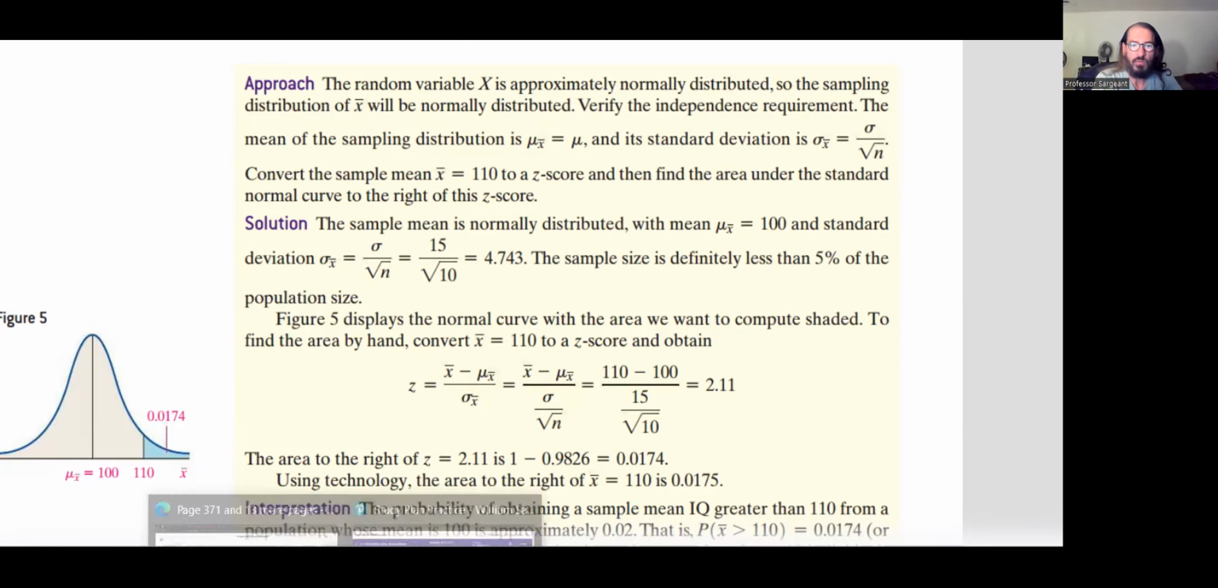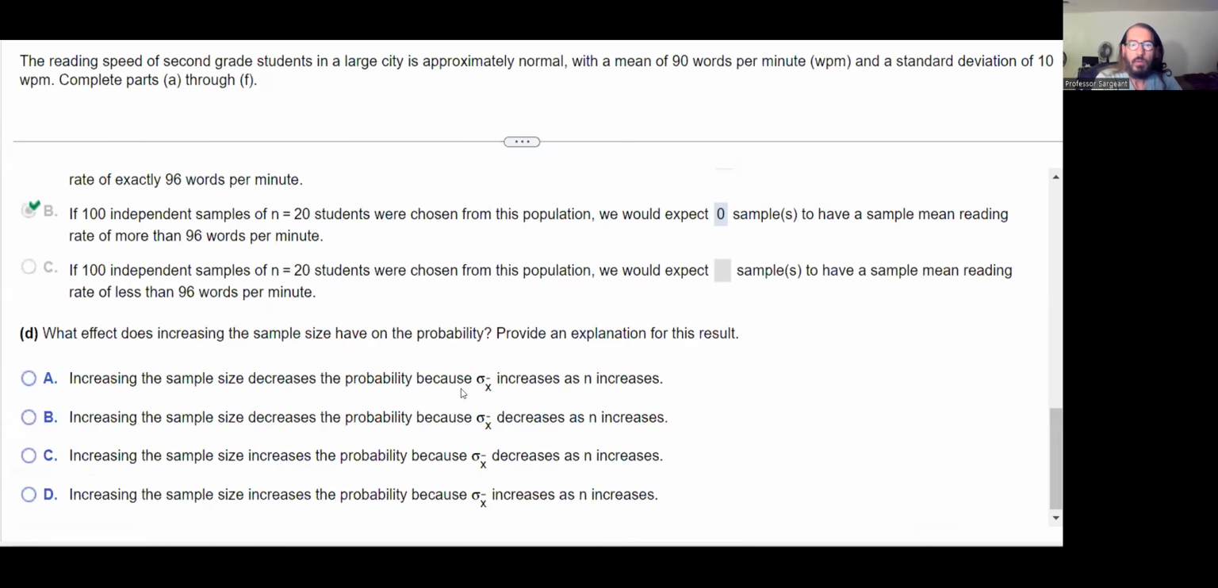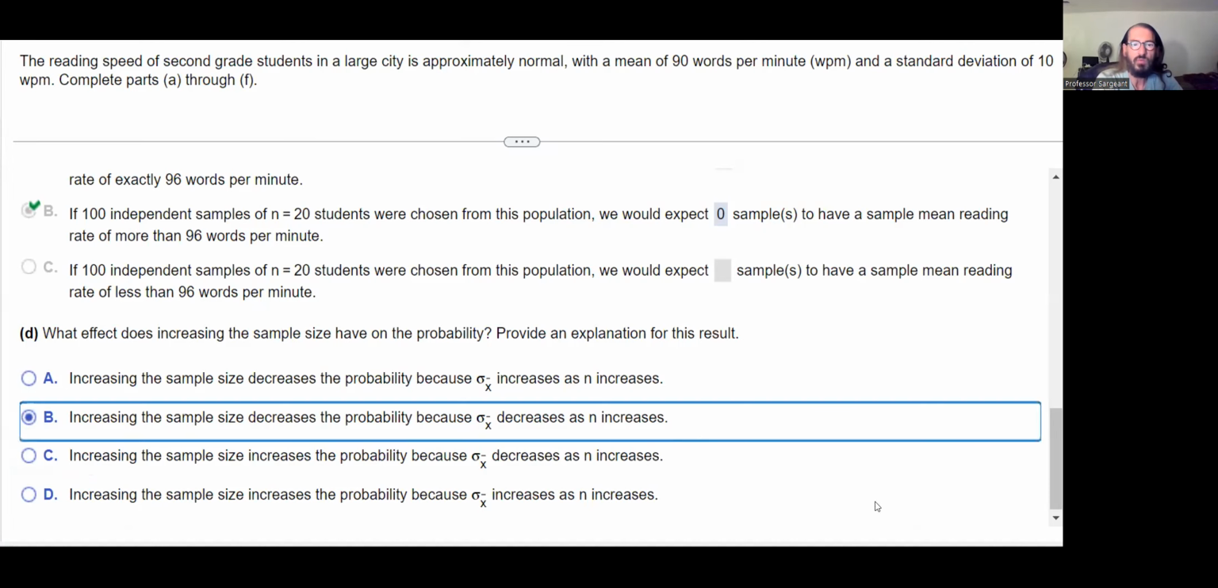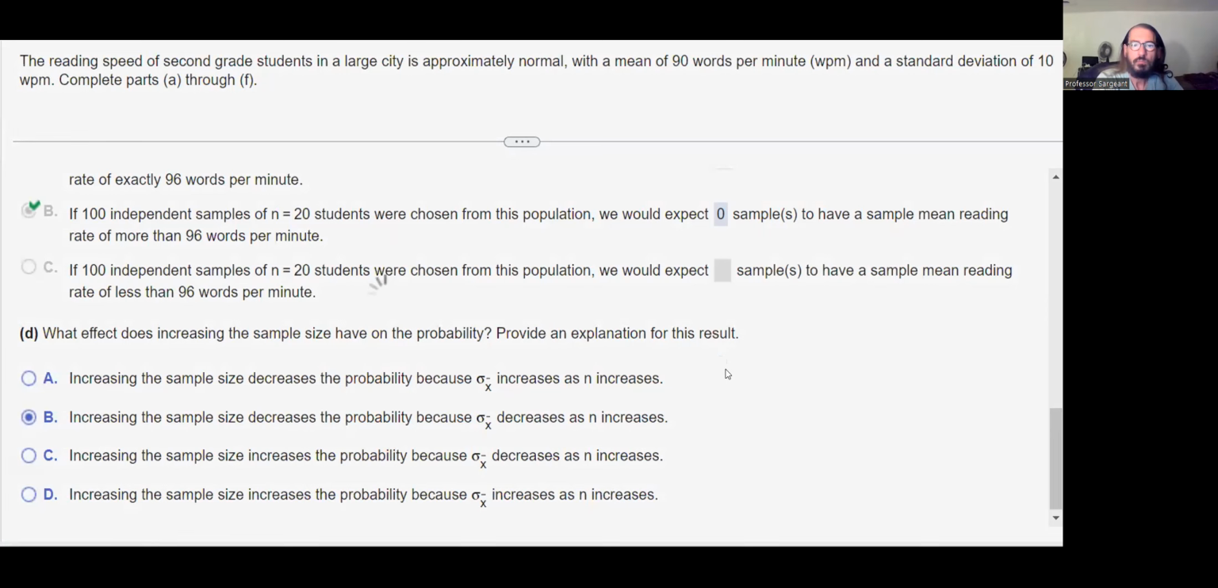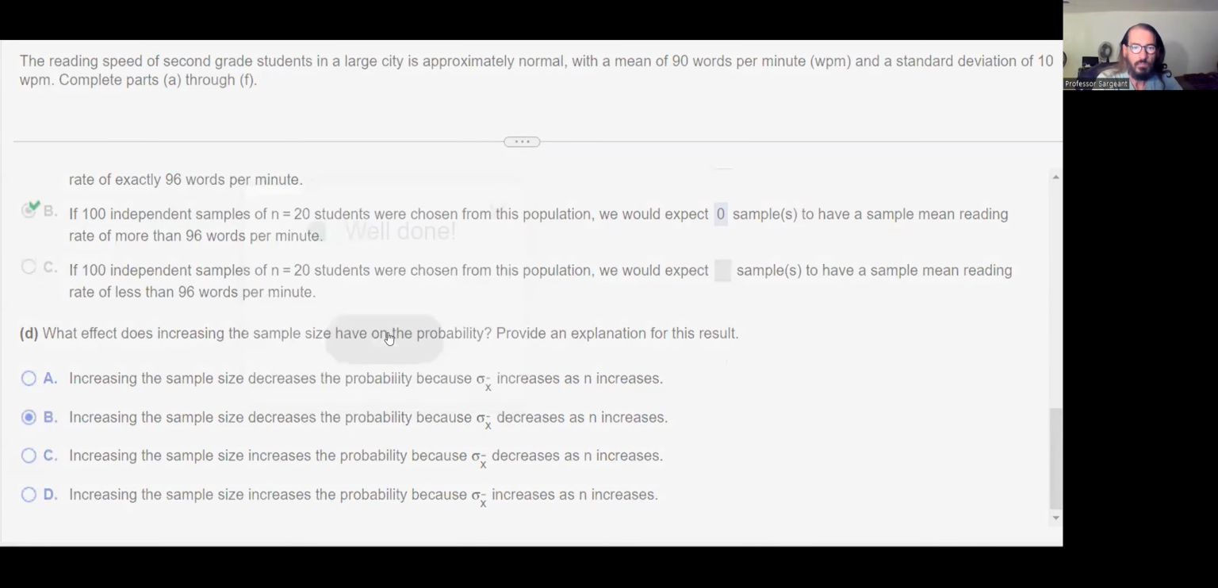So as n increases, sigma of x bar is going to decrease. And let's see here. The probability decreases because sigma of x bar decreases as n increases. That looks like that's the one. Okay, yes it is.